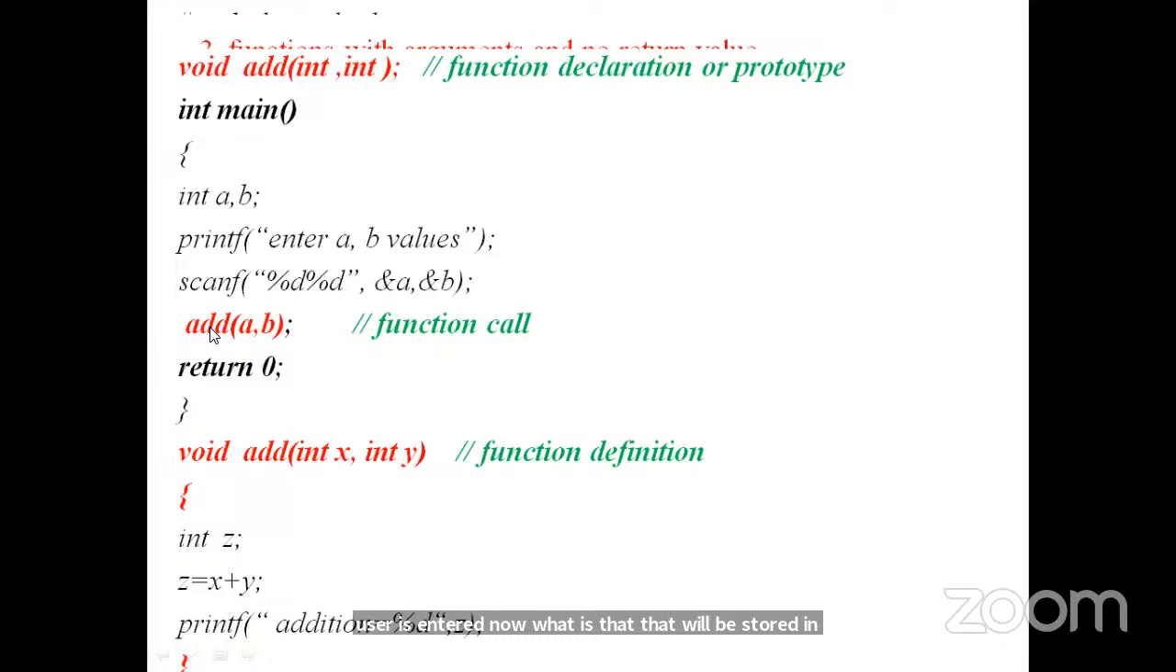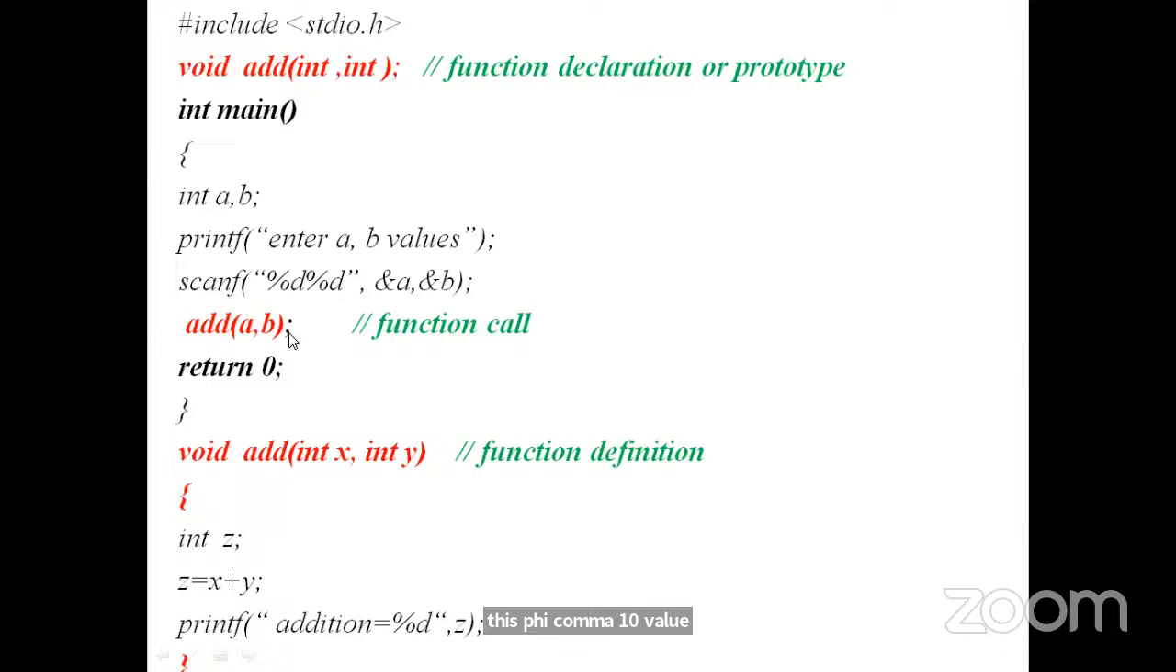Now add a comma b means what here? Add of a comma b means what are the values? We already took them from the user: 5 comma 10. That means add of 5 comma 10. This is what? Function call. So this function call is calling this function.